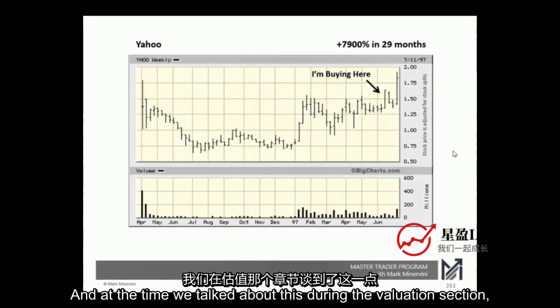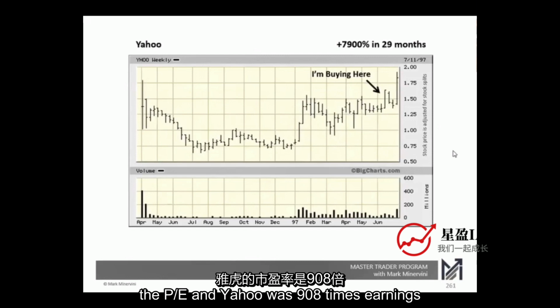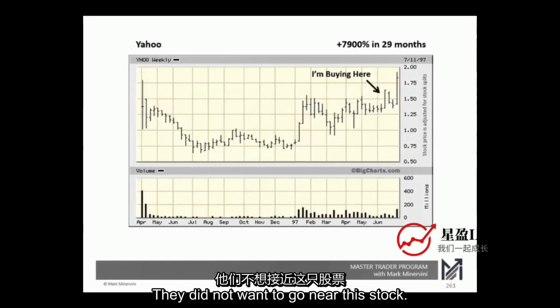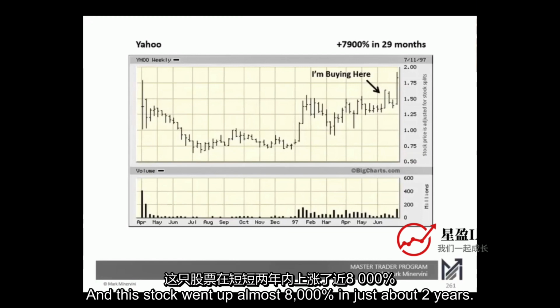And at the time, we talked about this during the valuation section. The PE in Yahoo was 908 times earnings on this day that it was coming out, and I was buying it. Nobody wanted to touch it. They did not want to go near this stock. And this stock went up almost 8,000% in just about 2 years.